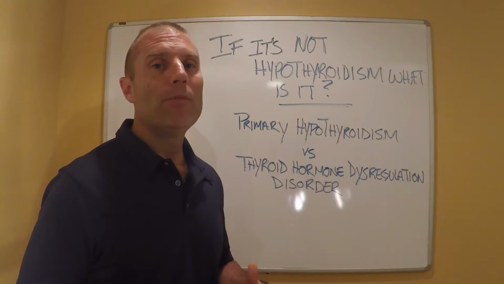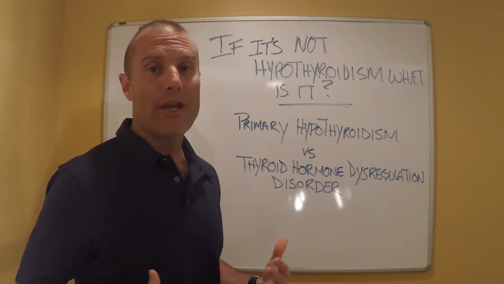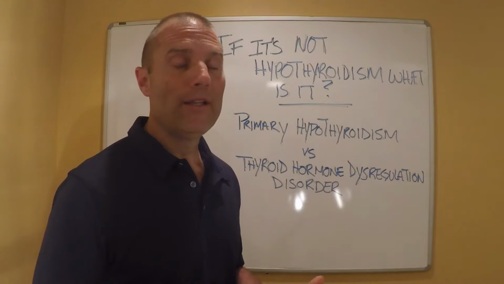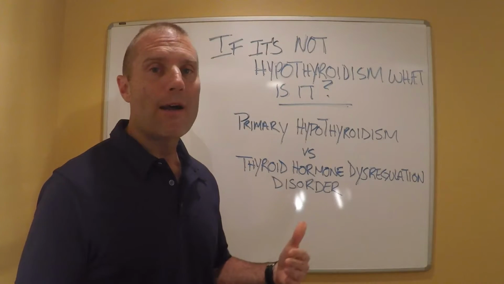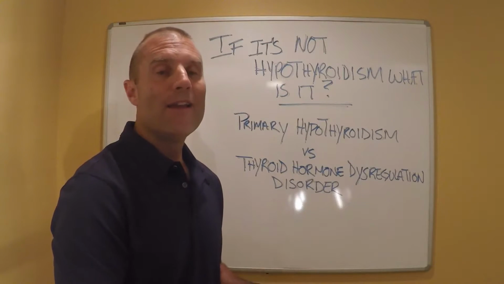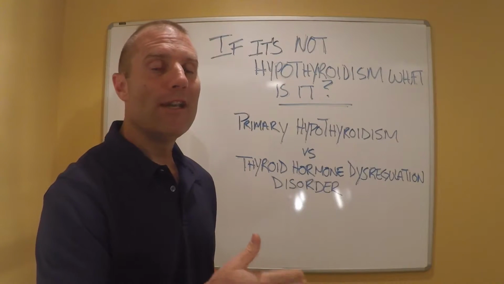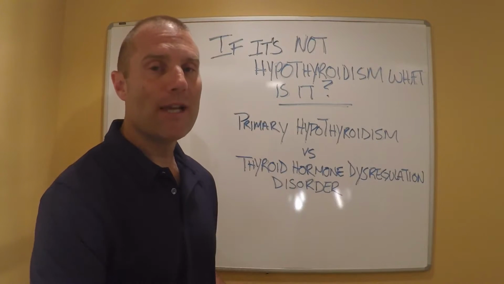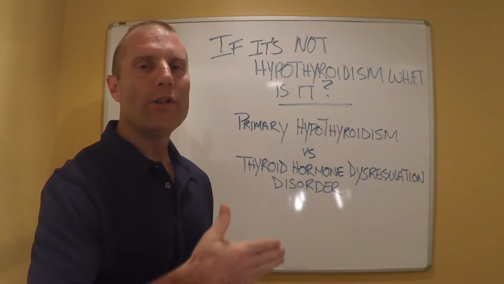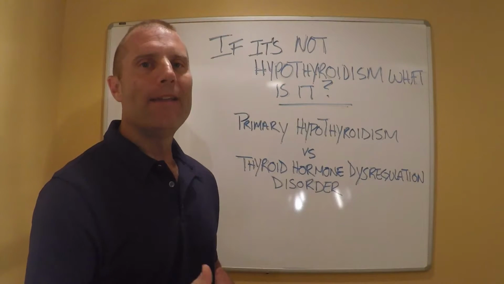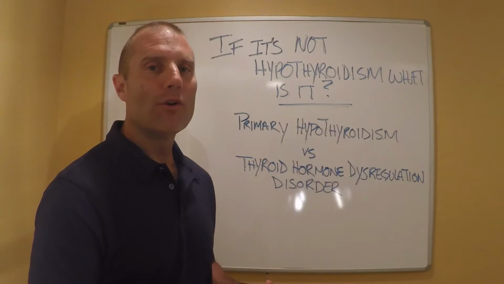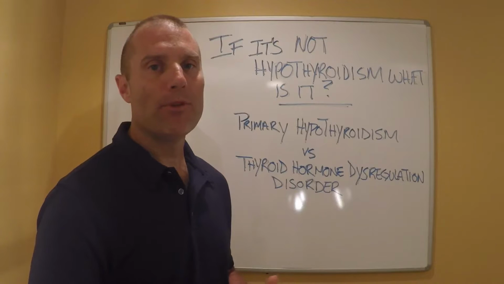However, many people have hypothyroid symptoms, and their TSH is normal, they make plenty of T4, but there are problems downstream from there. So somewhere between the T4 being made, the T4 being converted to T3, and T3 actually binding to the receptors in the cell and being used, there are one, two, or more problems. And that is not primary hypothyroidism. As long as you're making T4, then technically you don't have primary hypothyroidism.